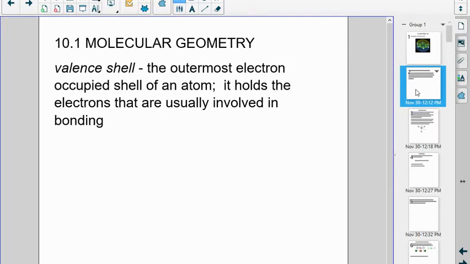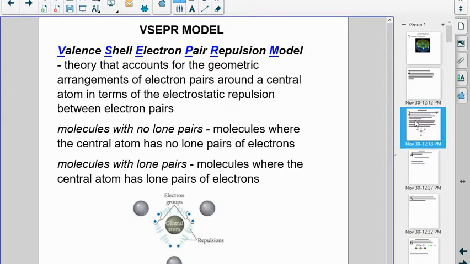Valence shell, that's the outermost electron shell, and that's where all the bonding occurs, and that's where we're going to get repulsion among pairs of electrons, and we're going to get shapes in 3 dimensions. So we're going to use the VSEPR model, valence shell electron pair repulsion model. All right, let's break that down. Valence shell, the outermost electron shell, pairs of electrons repelling each other, getting as far away from each other as possible. And this is going to account for all of our different shapes that we can get from molecules.